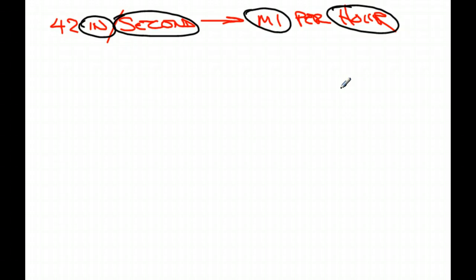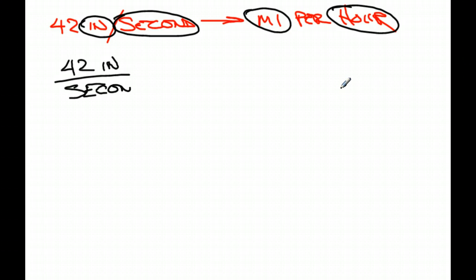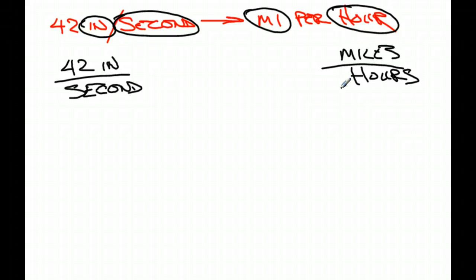Okay. What I normally do is I have you write this as a fraction. Per means draw a fraction line. Okay? And I want to end up with miles over hours. So that's what I'm looking for. I'm looking so that all of my units cancel, except miles per hour.